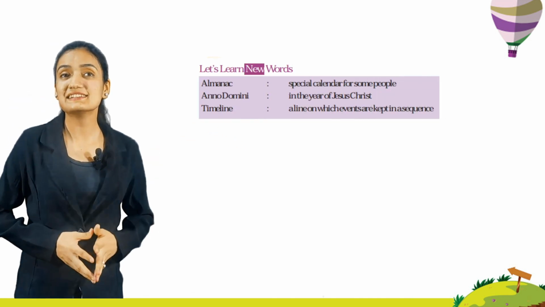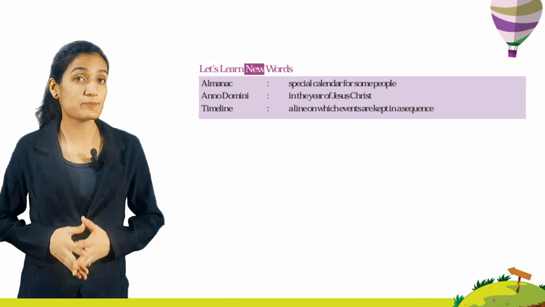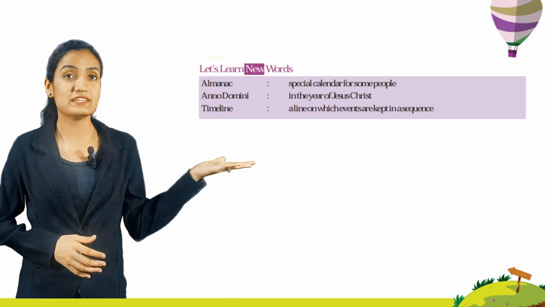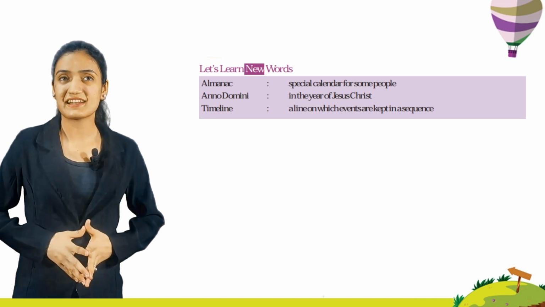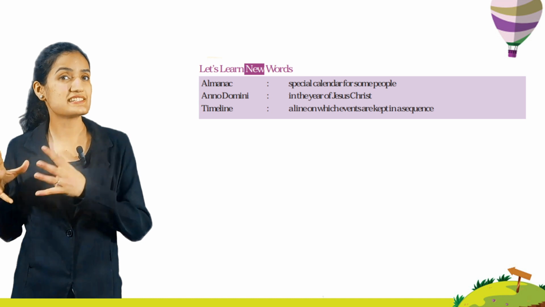Now, let's learn new words. Almanac, a special calendar for some people. Anno Domini, in the year of Jesus Christ. Timeline, a line on which events are kept in a sequence.